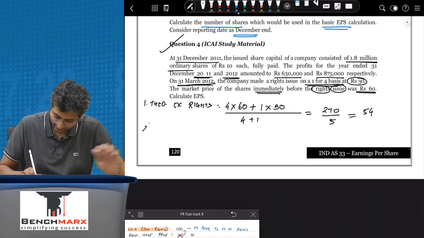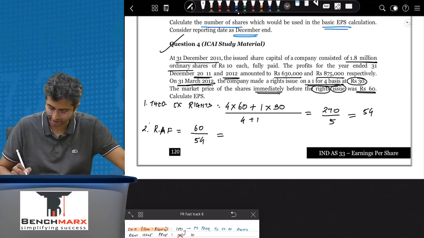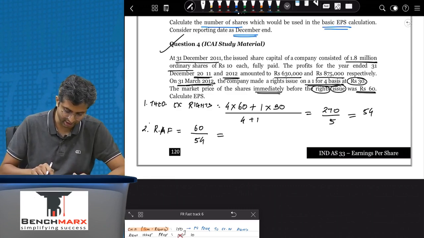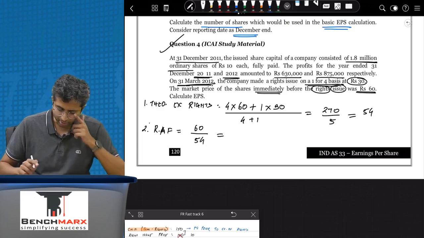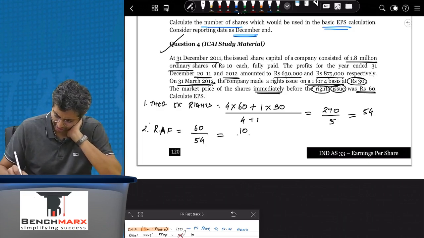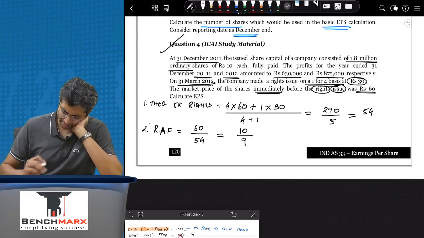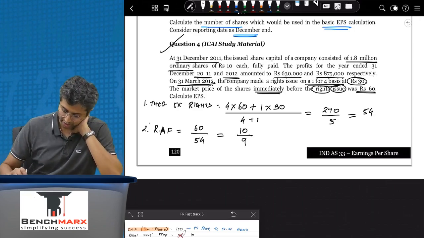Okay, next you will calculate the rights adjustment factor, the RAF. The rights adjustment factor would be the price prior to rights, that is 60, upon the theoretical ex-rights price, this is 54, so this is 60 upon 54, which will come to 1.11111, or you can say that this is 10 by 9, for example, whatever it is. You can simplify it, or you can say 1.111 as well.